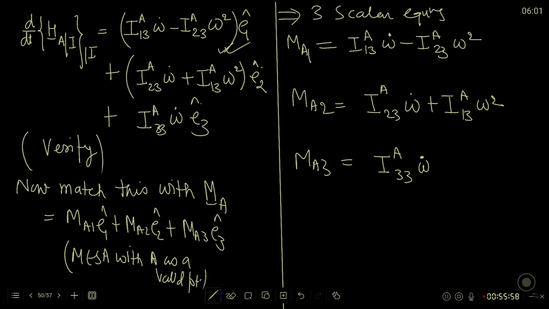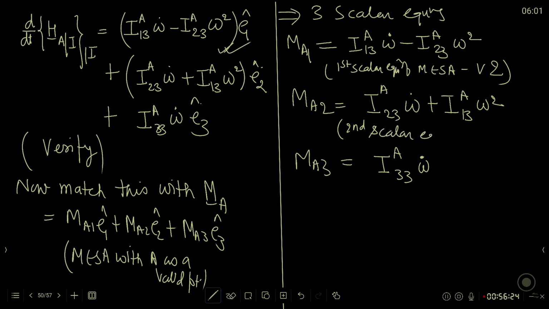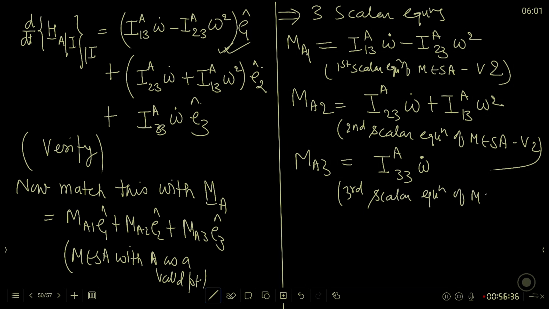First scalar equation of MESA version 2. Second scalar equation of MESA version 2. Third scalar equation of MESA version 2. Alright. Okay, I box it. This derivation is also completed. Alright, we stop here.